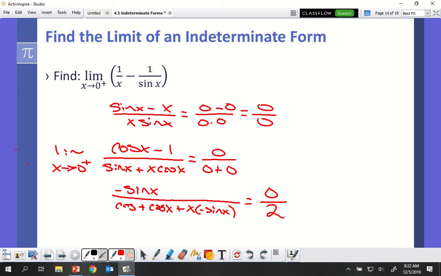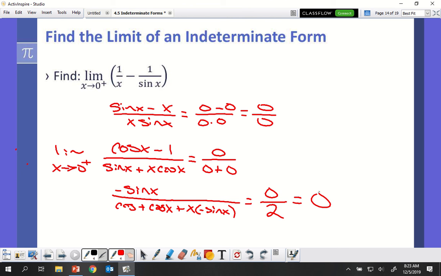So remember when we were doing this the other day and I said, hey, if we get 0 on top, it's fine. 0 on the bottom is no-go. So this one, I now have a number. 0 is a number. So as this goes to 0 from the right-hand side, I'm going to get the answer of 0. All this stuff is just manipulation, trying to make it work.